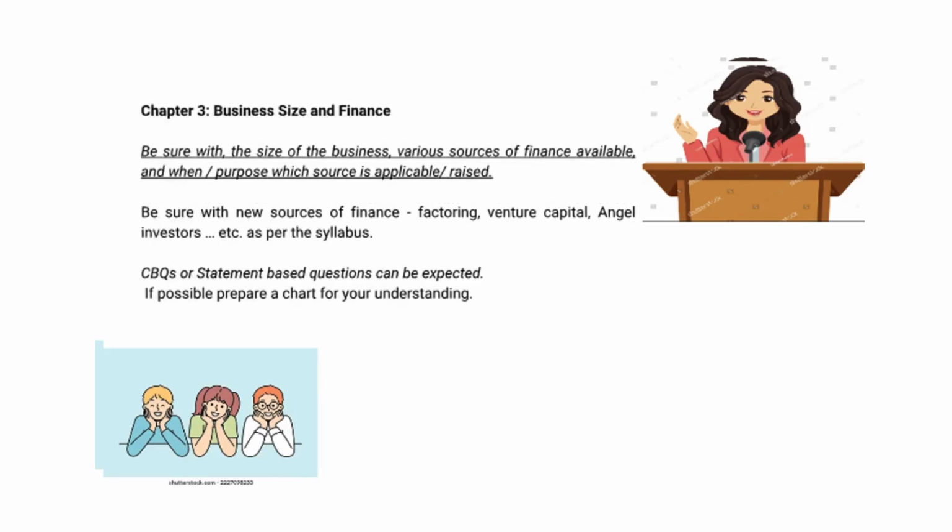Chapter 3. Business size and finance. Be sure with the size of the business, various sources of finance available, and when, purpose, which source is applicable, raised. Be sure with new sources of finance, factoring, venture capital, angel investors, etc. as per the syllabus. CBQs or statement-based questions can be expected. If possible, prepare a chart for your understanding.